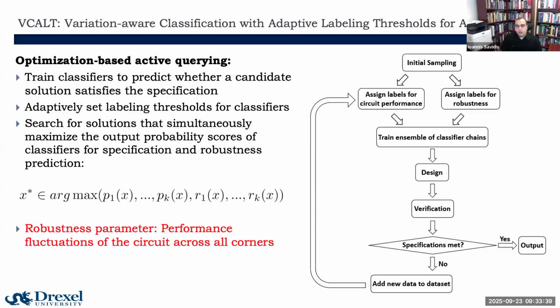The process involves searching for solutions that not only meet the specifications, but they also maximize the robustness of the circuit. And here, robustness refers to the circuit's ability to perform consistently within target specifications across various operational conditions, which minimizes performance fluctuations across corners, basically. And this method ensures that the selected designs are both specification compliant and resilient, optimizing for long-term reliability.